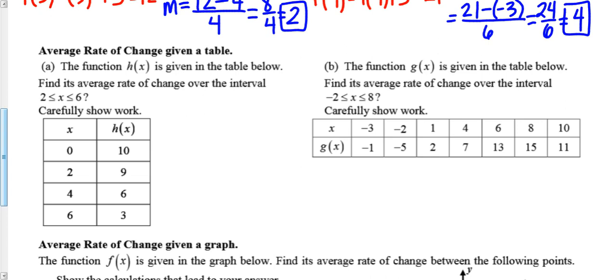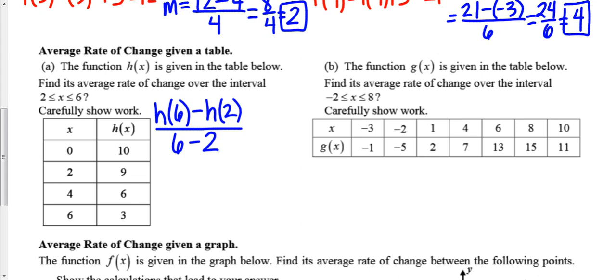So we are given function h of x. It's a different equation, given in this table. We're going to find the average rate of change over the interval 2 is less than or equal to x, which is less than or equal to 6. I'm going to start by putting this information into my formula: h of 6 minus h of 2 over 6 minus 2.